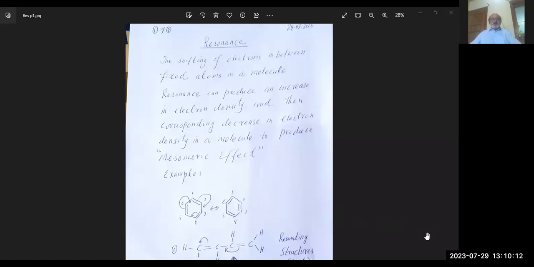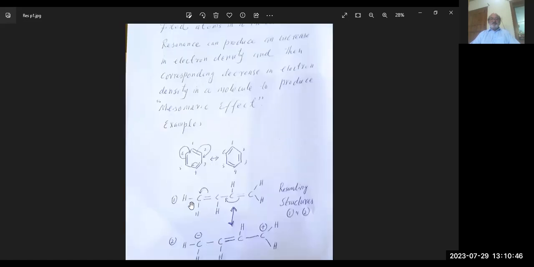Resonance is actually the shifting of electrons in between fixed atoms in a molecule. Resonance can produce an increase in electron density and then, correspondingly, a decrease in electron density in a molecule to produce a mesomeric effect. You can see the examples here in case of benzene.